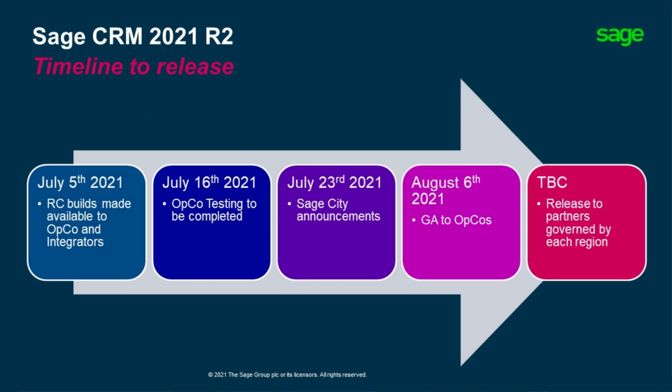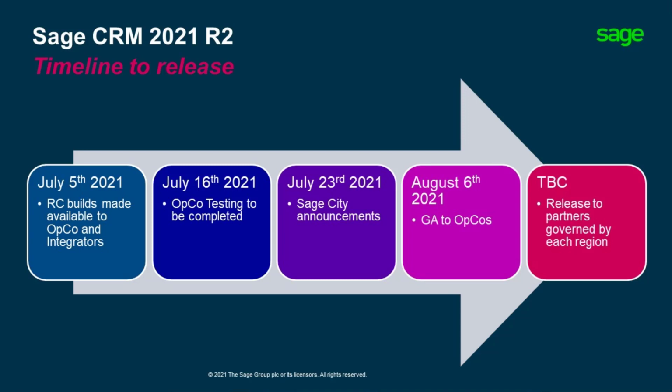The local Sage teams completed their integration testing back on the 16th of July of this year, 2021. And so the release date for Sage CRM 2021 R2 was Friday, 6th of August 2021. Now that's when the software had passed its QA process and was issued as GA to each of the teams globally. That's the teams inside Sage.